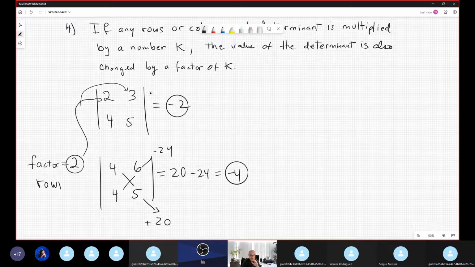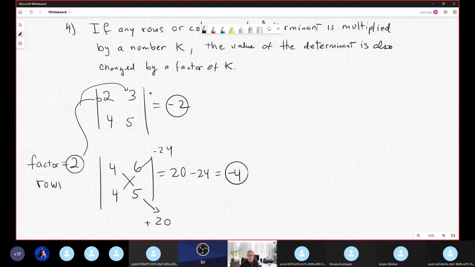So it's completely different from the matrix. Because in a matrix, when you multiply by a scalar, you multiply all the entries by this number. In a determinant, it is enough to multiply only one row or only one column.